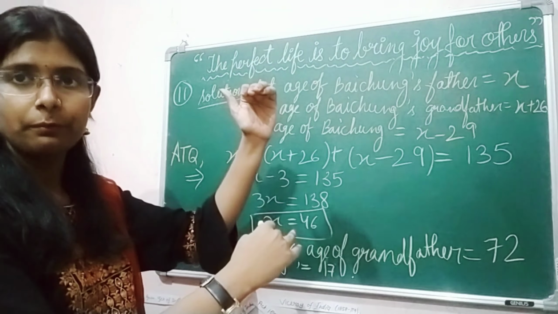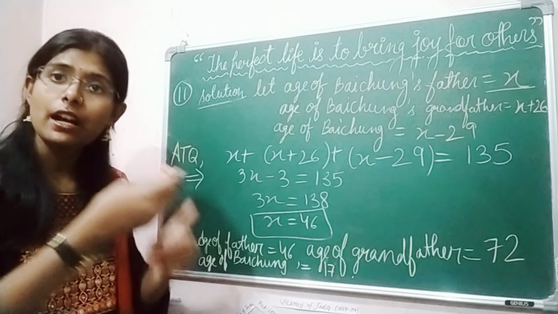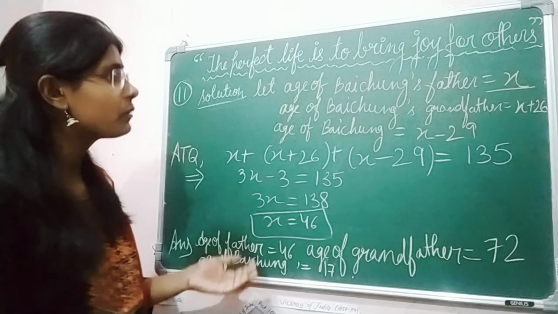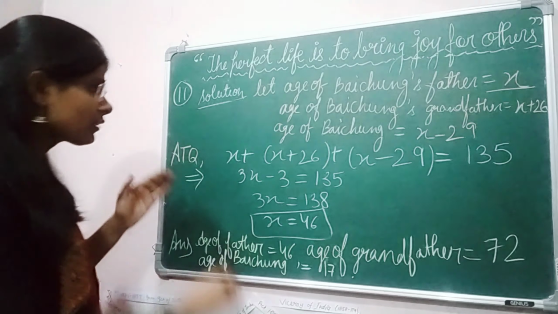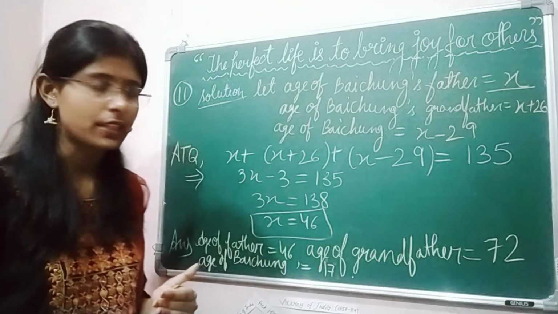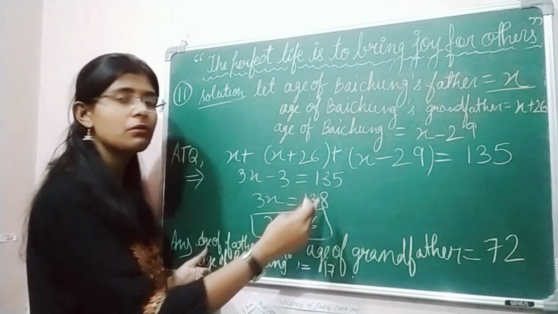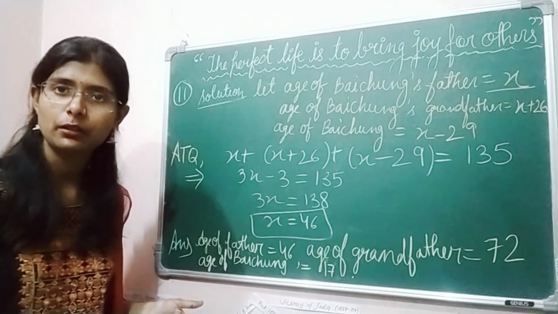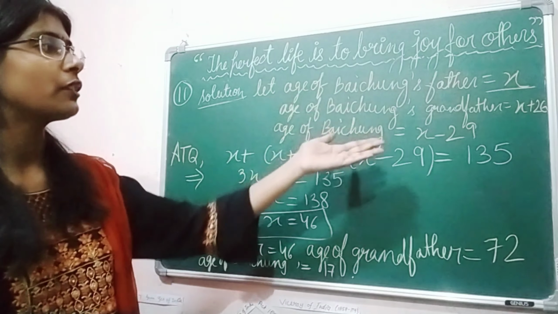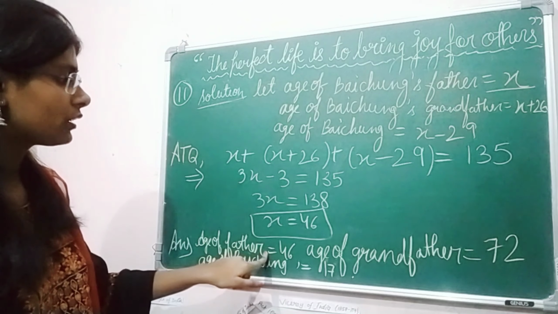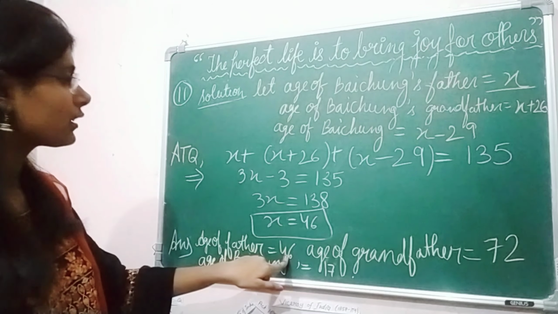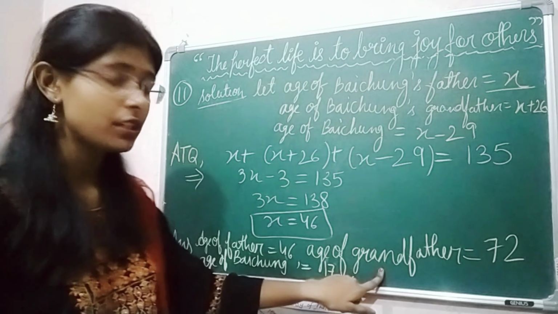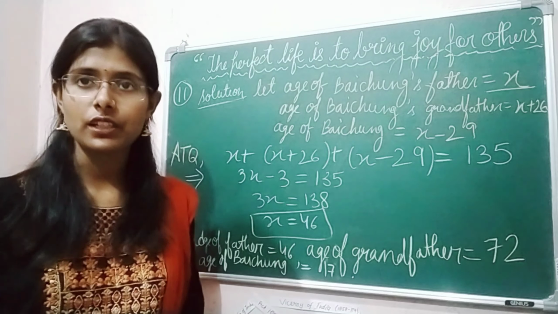That is why we are taking the age of Baichung's father as x, and Baichung's grandfather, obviously he will be older, so x plus 26, and Baichung would be younger than Baichung's father, so x minus 29. After putting them in a sequence as per the sum, we will get 3x minus 3 is equal to 135. That will fetch you x is equal to 46. And now put the values of x in your equation, assumed question, that is age of father is 46, age of grandfather is 72, and the age of Baichung is 17 years old.